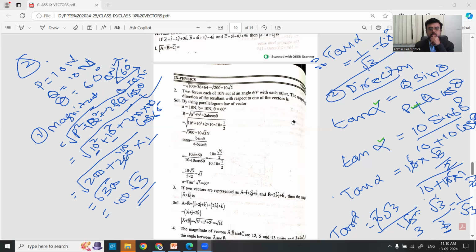From the parallelogram law of vectors, we derived two formulas. One is for magnitude, other is for direction. Both we applied in this formula. The magnitude is given as 10 root 3. Sorry, 100 root 3, again some mistake here. This is not 100 root 3, it is 10 root 3, and the second one is direction, which is 60 degrees.